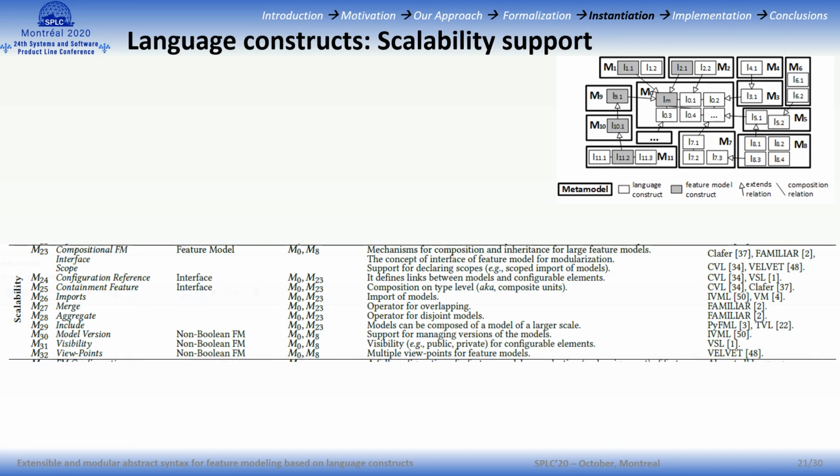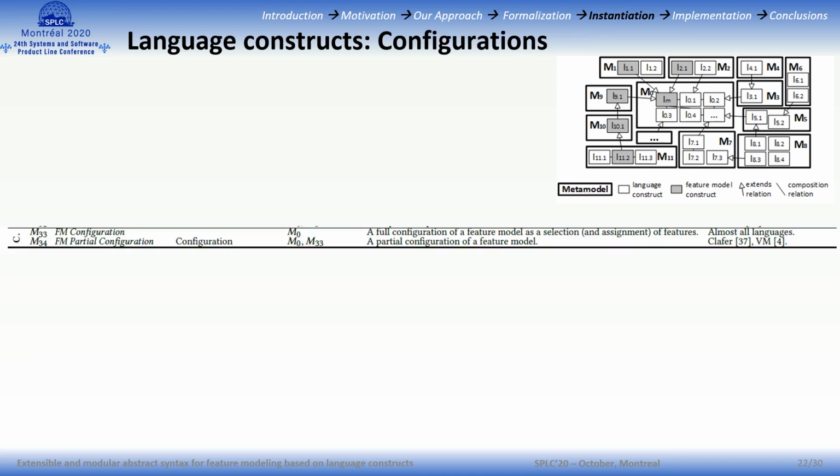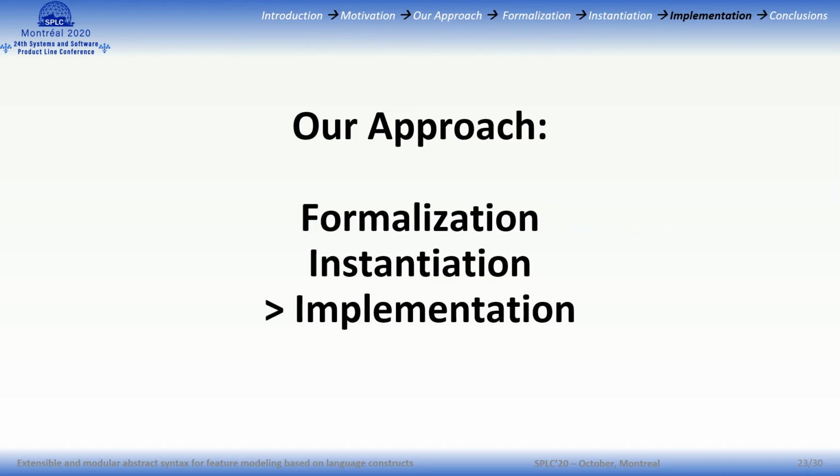The next group is related to advanced constructs, focused on the scalability to handle big feature models, such as compositional operators, import, includes. These constructs are usually orthogonal and do not directly influence the semantics of the feature model. Finally, we also consider the language constructs to work with configurations of the feature model, like partial configurations or full configurations. Let's see the implementation.